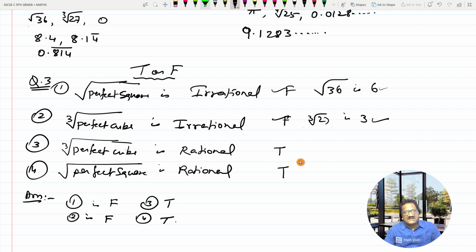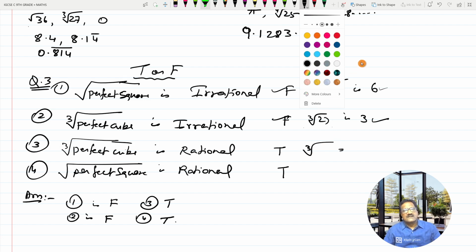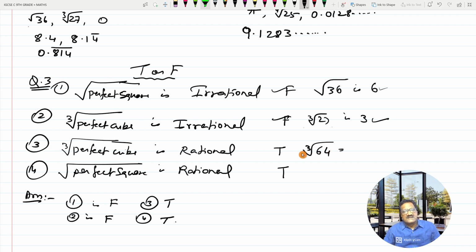Now cube root of a perfect cube. Let us take cube root of 81. Now cube root of 81 is what, can you work out? No. Let us do it this way. Cube root of 64. 4 fours are 16, 4 sixteens are 64. Yeah, cube root of 64.